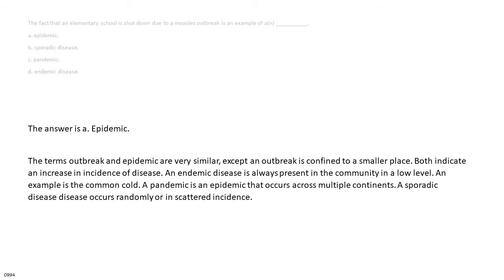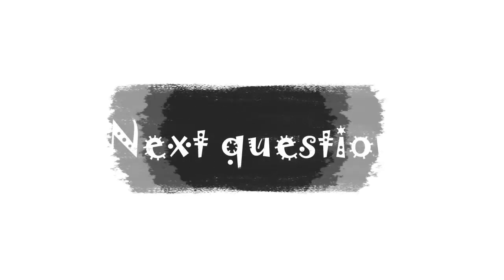The terms outbreak and epidemic are very similar, except an outbreak is confined to a smaller place. Both indicate an increase in incidence of disease. An endemic disease is always present in the community at a low level. An example is the common cold. A pandemic is an epidemic that occurs across multiple continents. A sporadic disease occurs randomly or in scattered incidents.